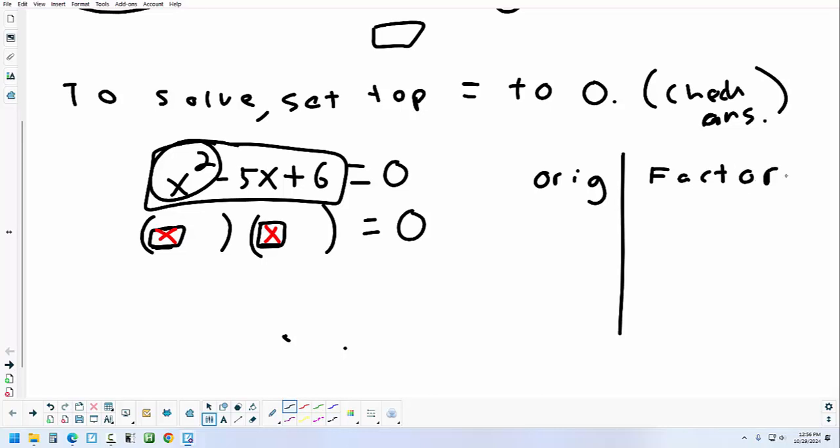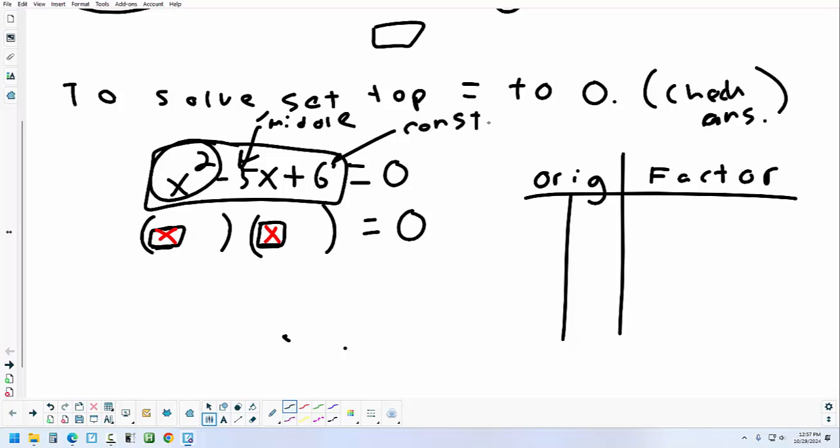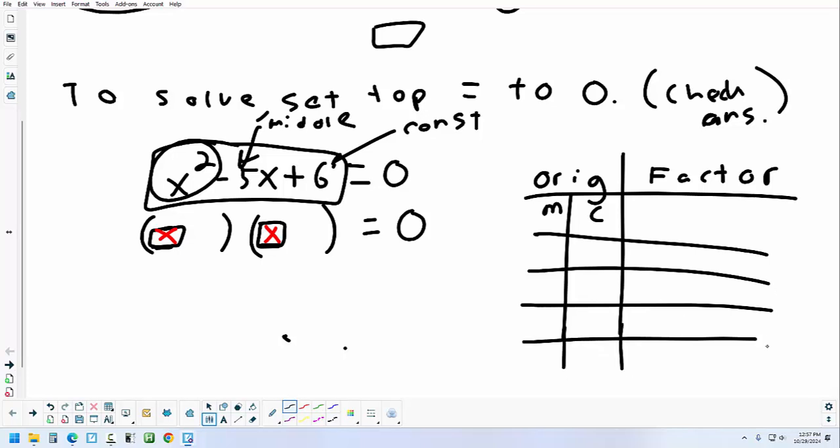And then when we factor it, in the original problem, I call this one the middle, and this one here is the constant. So we have middle and constant. There are 4 different cases that you can have. You can have a negative in the middle and a positive for the constant, that's what we have in this one. You could have a positive and a negative, a negative and a negative, or a positive and a positive. Those are the 4 different options you could have in the original problem.